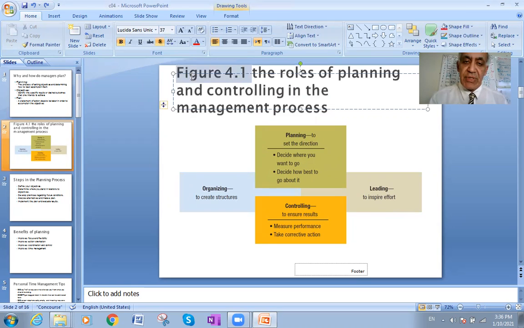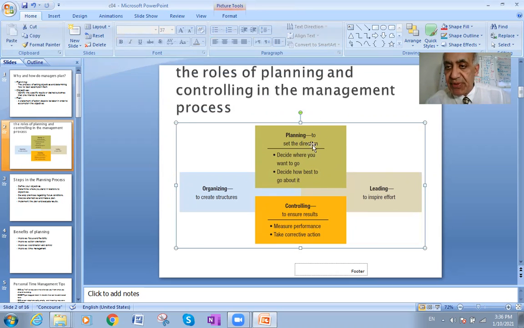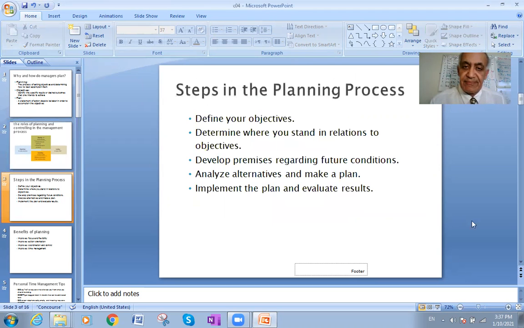Also, we know here the role of planning and controlling. Planning is the most important job in the management functions because based on planning will come the organizing, and the controlling, and the leading. So if the planning is right, then everything will be right.